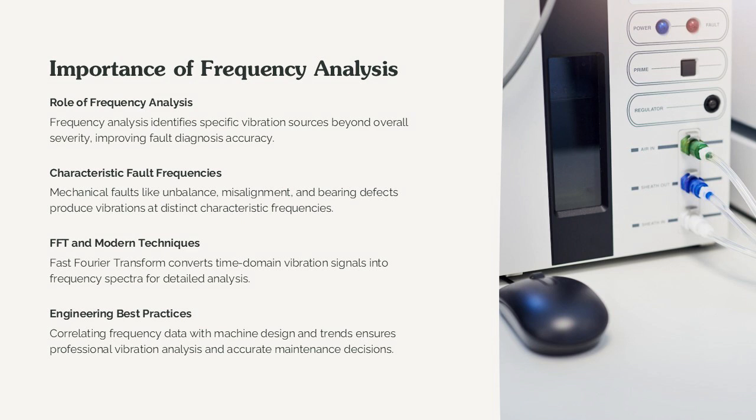Frequency analysis is a cornerstone of professional vibration diagnostics. While overall vibration levels indicate severity, frequency spectra reveal the source of vibration. Each mechanical fault produces vibration at characteristic frequencies related to rotational speed or component geometry. For example, unbalance typically appears at running speed, 1 times RPM, misalignment often generates vibration at 2 times RPM, and rolling element bearing defects produce high-frequency vibration at calculated bearing fault frequencies. Gear defects generate vibration at gear mesh frequency and its harmonics.